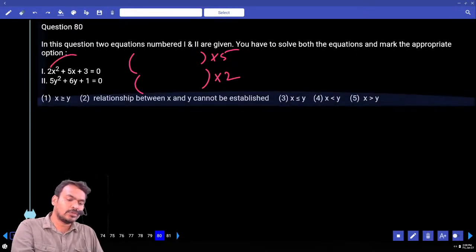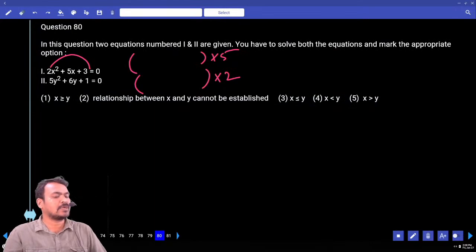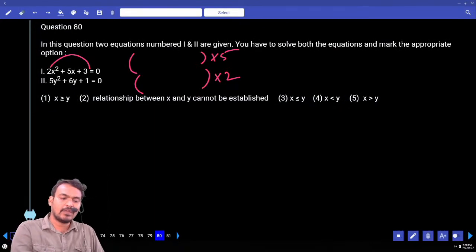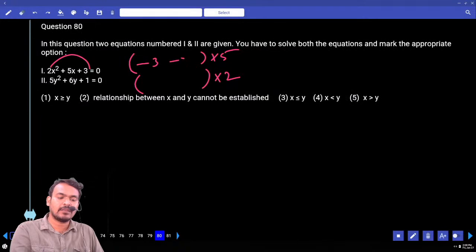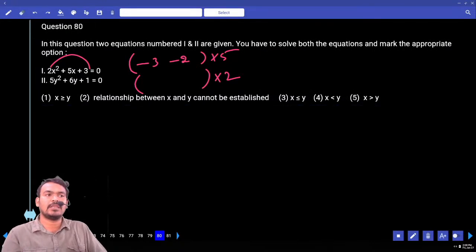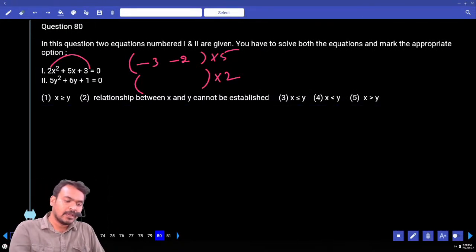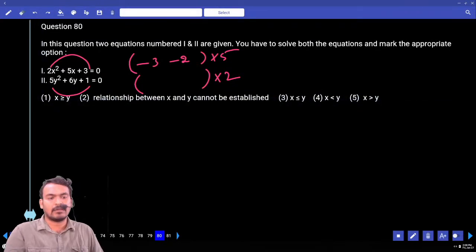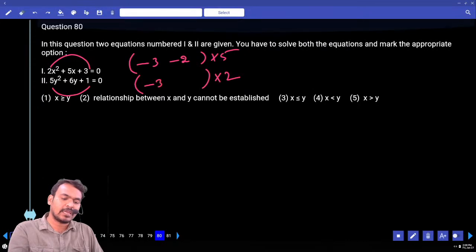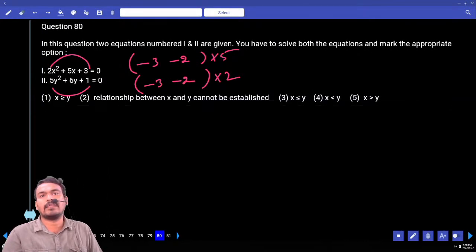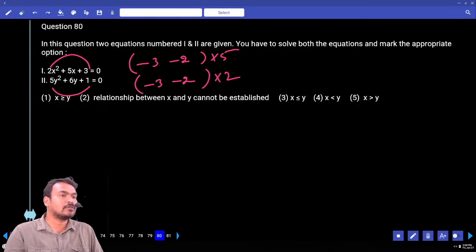First, 2 3s are how much? 6. Product 6 but sum will be +5. Then one will be −3, another one −2, right? Initially positive but finally negative. Second one: 5 1s are how much? 5. Product 5 but sum will be 6. Then one will be −3, another one −2, right? Final roots are initial roots. Final roots.